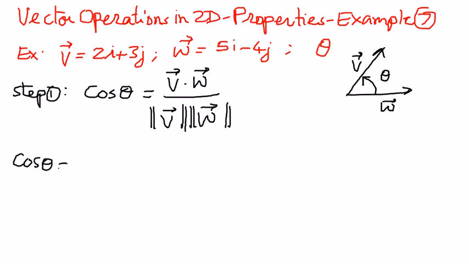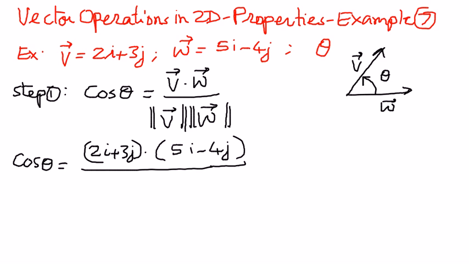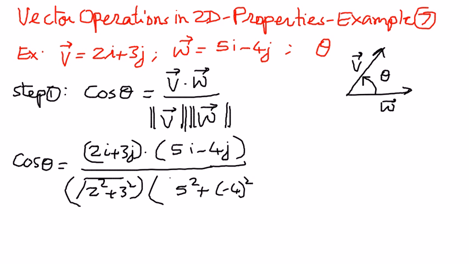Cosine theta is going to be equal to vector v, which is 2i plus 3j, dot vector w, which is 5i minus 4j, divided by the magnitude of vector v, which is the square root of 2 squared plus 3 squared, times the magnitude of vector w, which is the square root of 5 squared plus negative 4 squared.